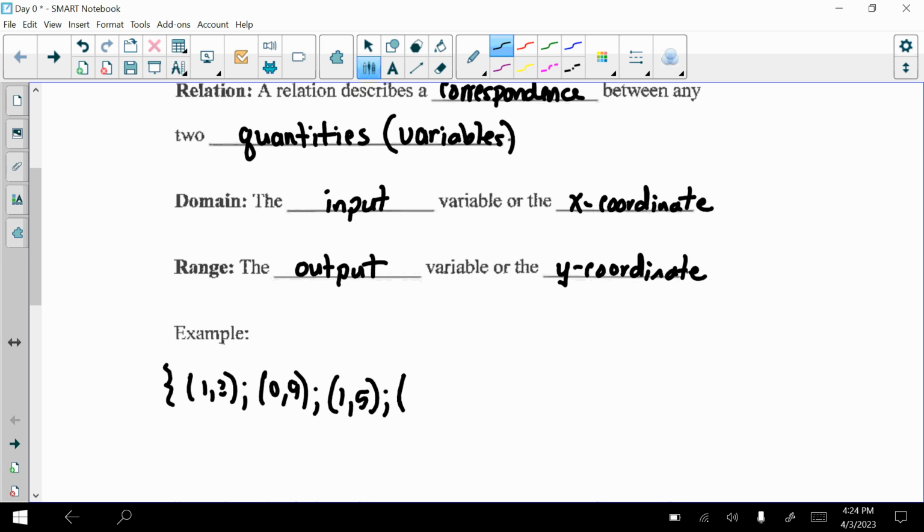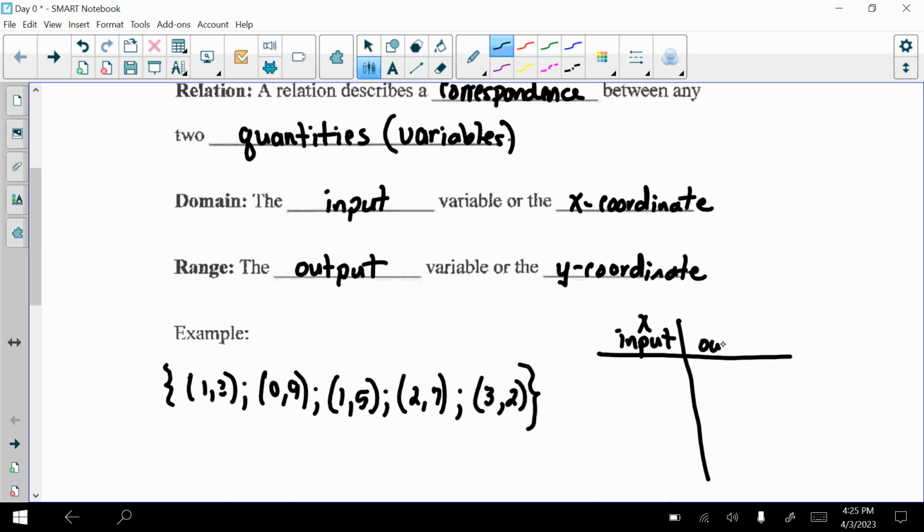Doesn't necessarily have to have an equation for the variables. It's just a relation between numbers. And the ordered pair (3, 2). Okay, so for this relation, our input, remember that's our x-coordinate, and our output is our y-coordinate, also the domain and the range.